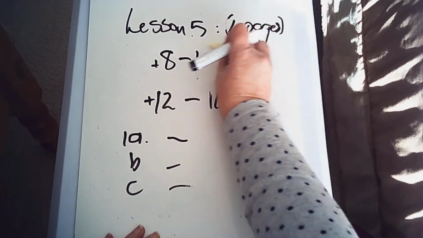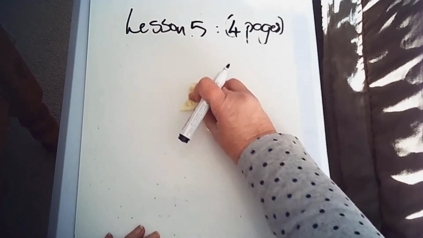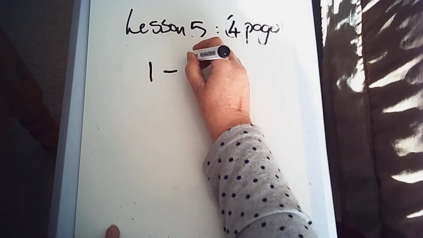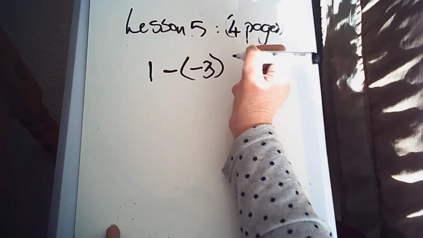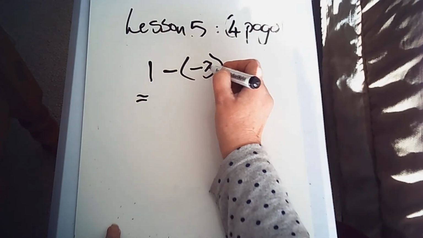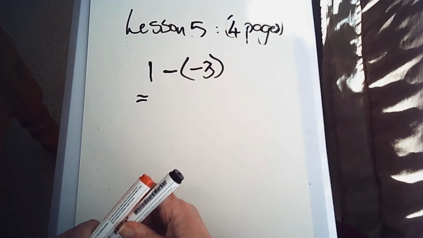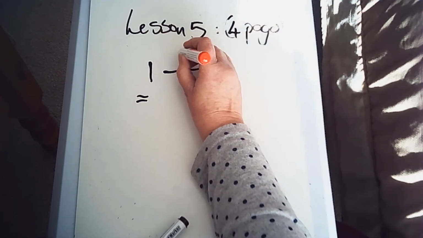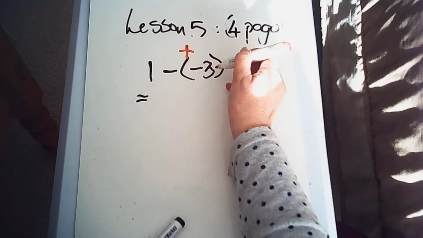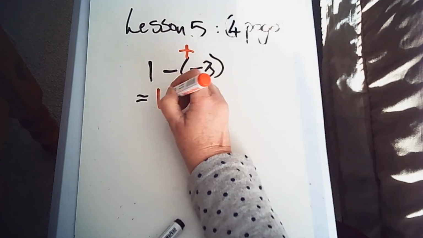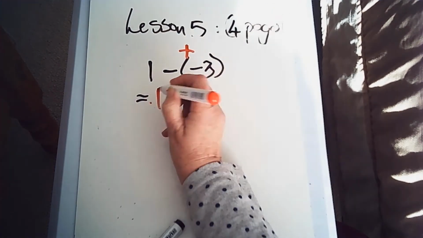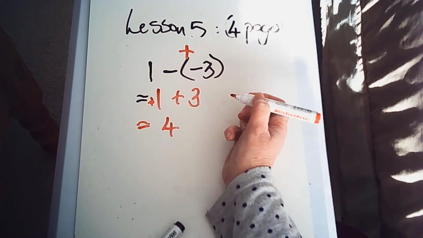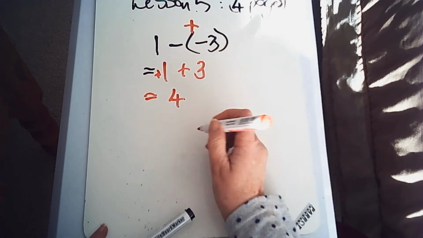Now, the next page says 1 minus 3. Okay. First thing I do is brackets. I can see that this is a multiplication. So minus becomes plus. 1 plus 3. Okay. Now I've got 1 plus 3. What is normal 1 plus 3? It is equal to 4.